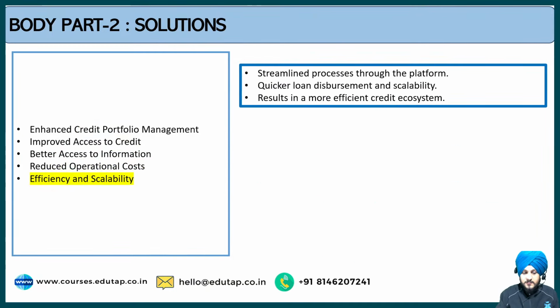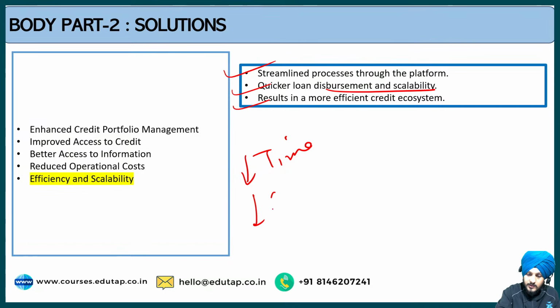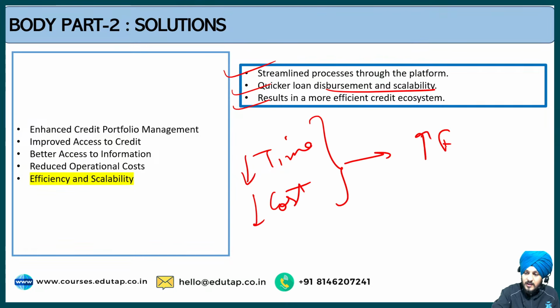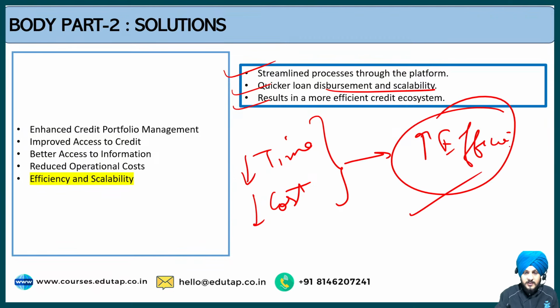The last point is the efficiency and the scalability. It will streamline the process through this platform, with quicker loan disbursement and scalability, and result in a more efficient credit ecosystem. Because it is reducing the time for the loan disbursement, and it is also reducing the cost. And what does it mean? That it is increasing the efficiency of this whole process. So I hope it is clear to you.